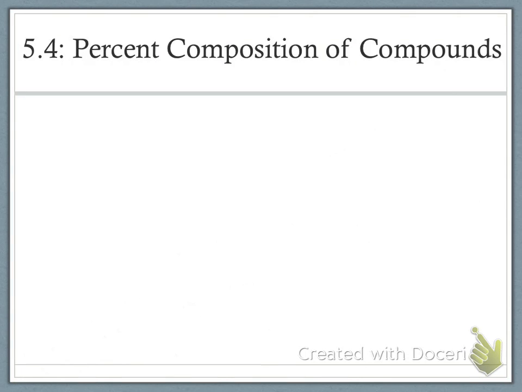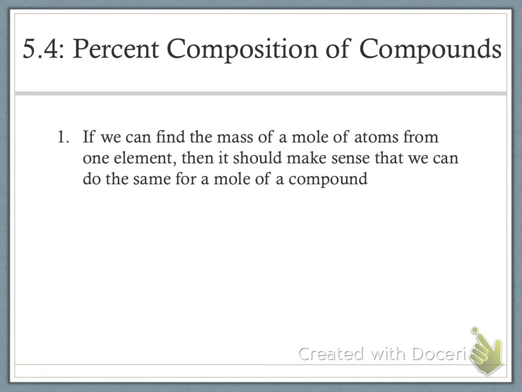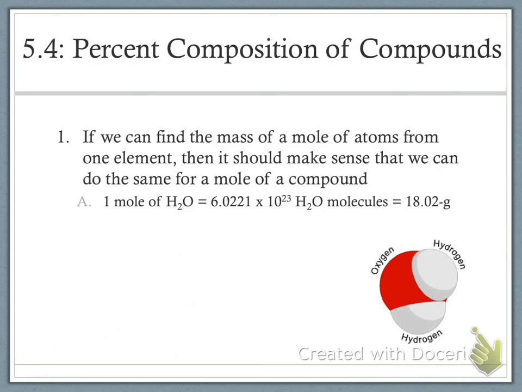Okay, so this is our last section of notes for Unit 5, and we're going to ask the following question: if we can find the mass of a mole of atoms from a single element, can we find the mass of a compound, so the molar mass of a compound? If we've got 1 mole of water, we know that that's 6.0221 times 10 to the 23rd water molecules, and if we toss that on a scale, it's going to give us 18.02 grams. Well, can we figure that out without actually having to go to the scale?